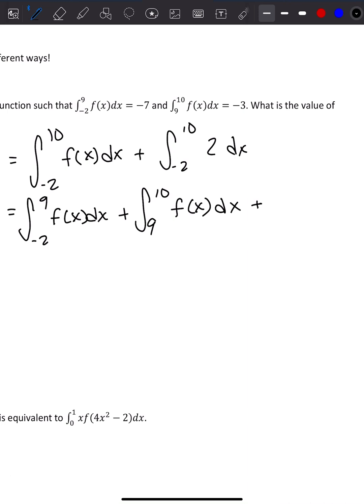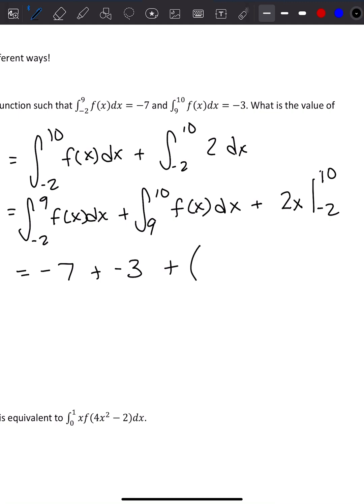So I have the integral from negative 2 to 9. Well, that equals negative 7 because that's what the problem told us. Plus the integral from 9 to 10, which happens to be negative 3. And then whatever we get over here. So now what I'm going to do is anti-derive this value over here. So we have the integral of 2 on the interval of negative 2 to 10. The antiderivative of 2 is 2x, and we're going to evaluate that from negative 2 to 10.